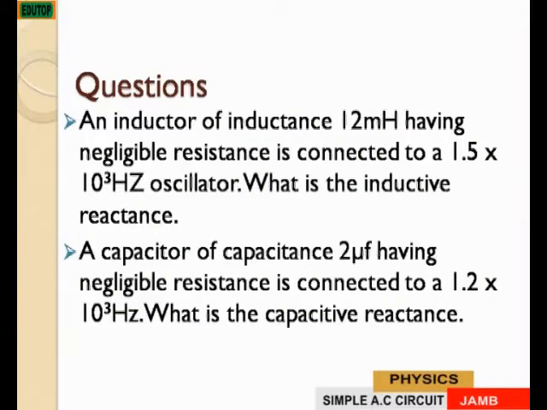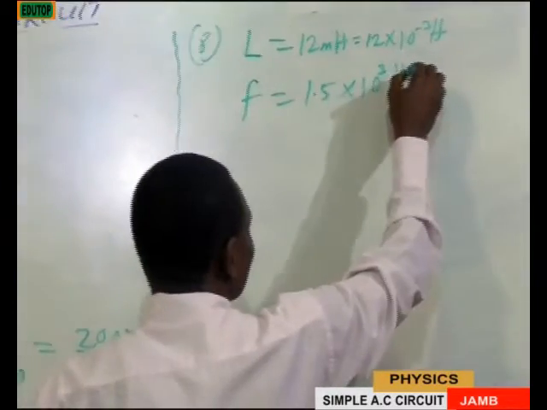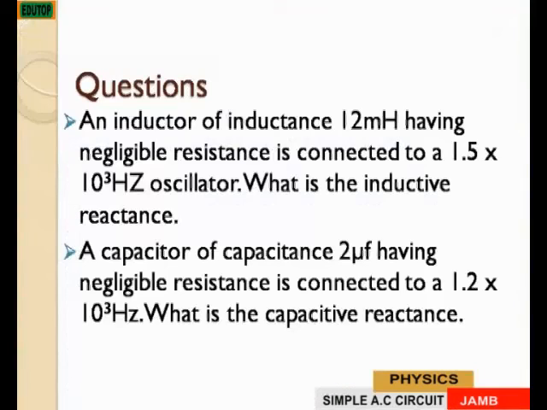Having a negligible resistance is connected to a 1.5 times 10⁻³ hertz. You are given the frequency, 1.5 times 10⁻³ hertz. That is the value for frequency. What is the inductive reactance?